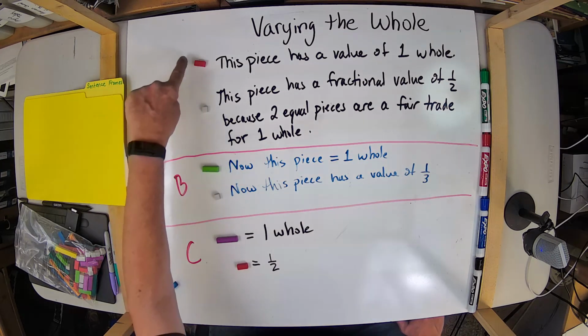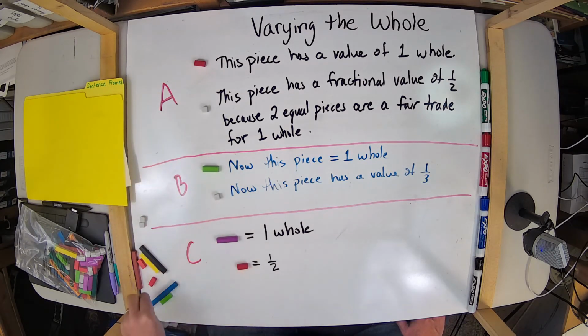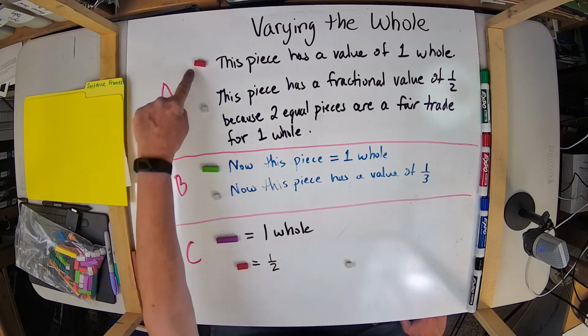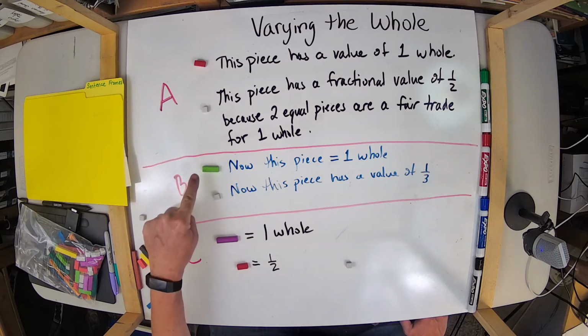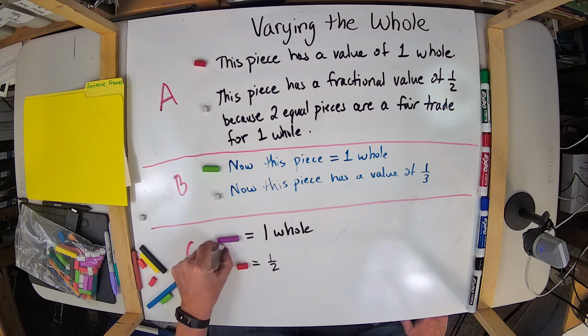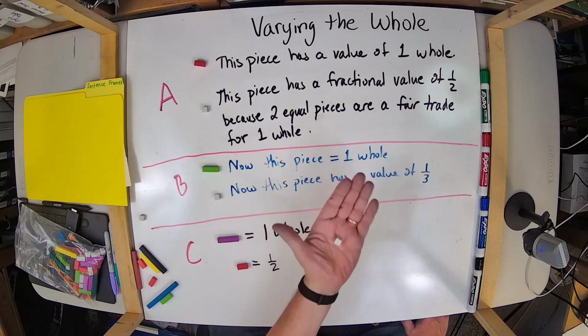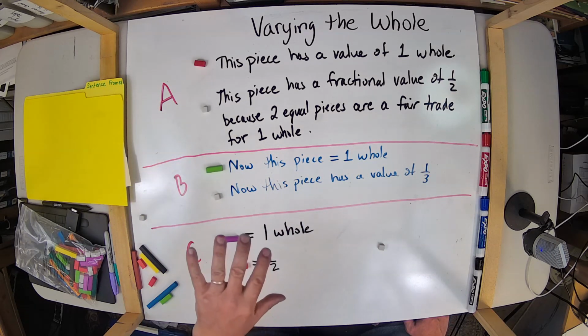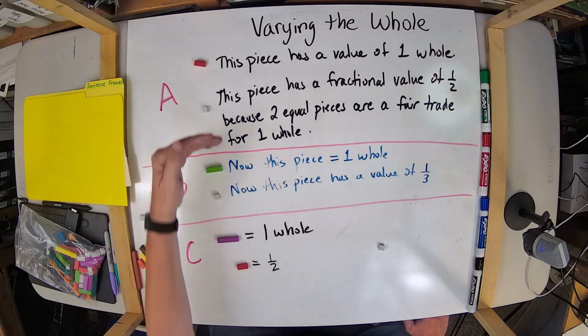And being able to say to your students, if you ask a student, what's the fractional value of this block? The answer that they should give you is, I don't know. It depends on the whole. And so if the whole is this, then the fractional value is 1/2. If the whole is this, then the fractional value is 1/3. And if the whole is this, then the fractional value of this is 1/4. So this cannot have a fractional value unless I establish a whole. And that whole can change from problem to problem.